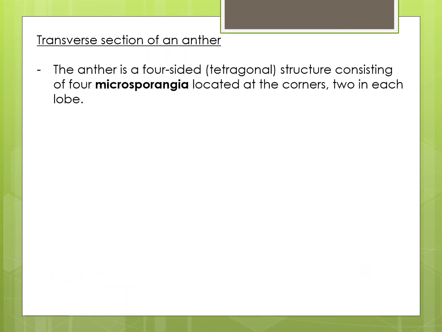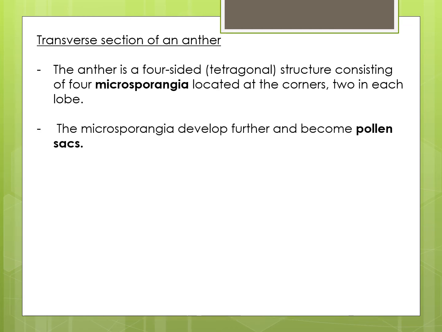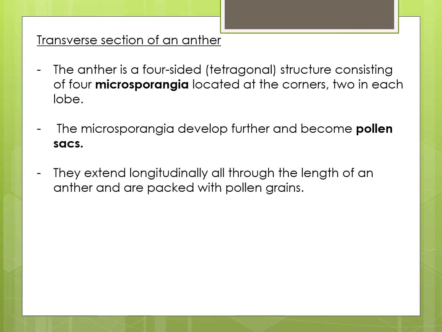Transverse section of an anther. The anther is a four-sided, that is tetragonal, structure consisting of four microsporangia located at the corners, two in each lobe. So in each lobe there are two microsporangia, and there are a total of four microsporangia in the anther. The microsporangia develop further and become pollen sacs. They extend longitudinally all through the length of an anther and are packed with pollen grains. So inside the pollen sacs, pollen grain formation occurs.